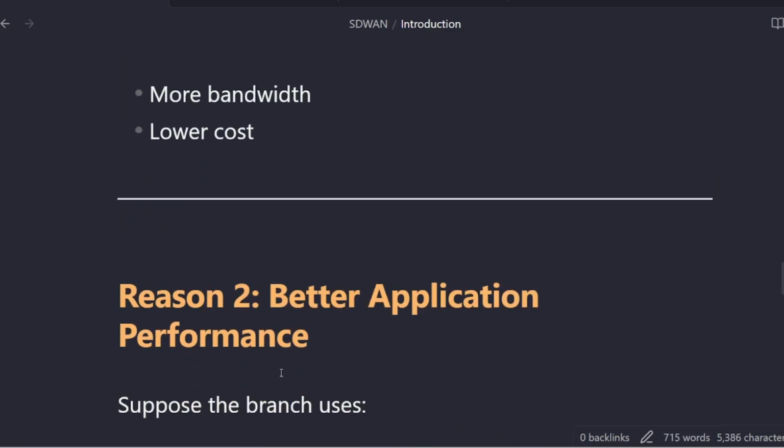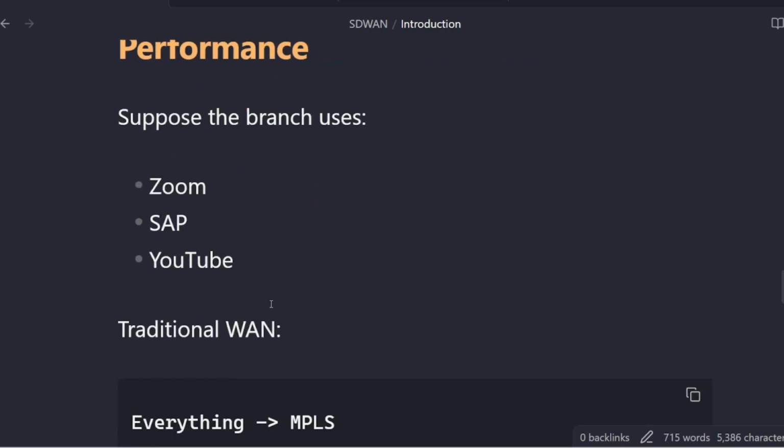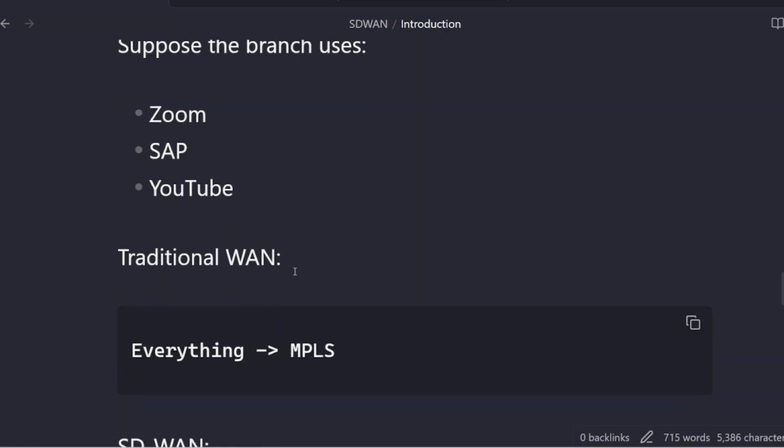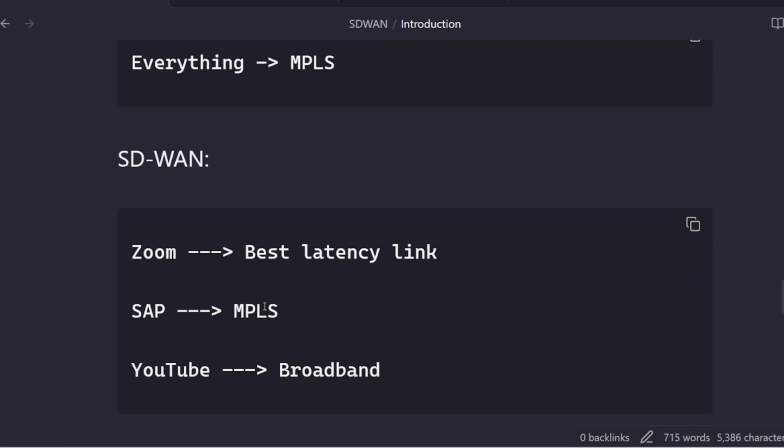Second reason, better application performance. Let's say your branch uses Zoom, SAP, YouTube, right? So what would happen in traditional WAN? Everything goes through the MPLS, right? But here you can do application aware routing. What you will do? You tell it, okay, Zoom will use the best latency link. How the best latency link will be calculated? I will tell you guys in the later videos.